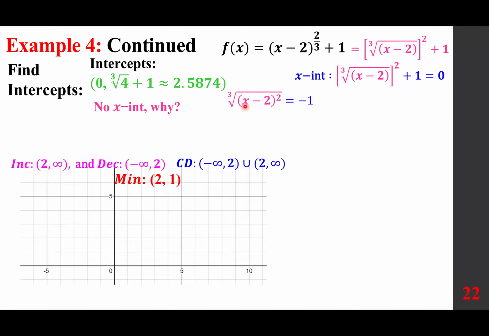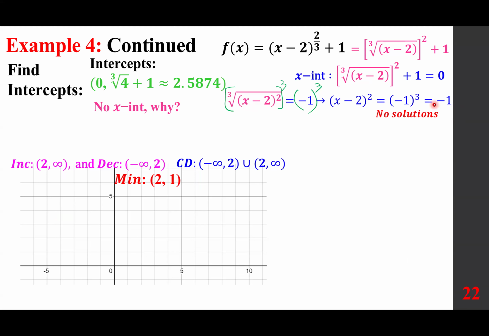Now we're going to raise both sides to the power of 3 to take this outside. If I raise the left side to the power of 3, it just comes out as x minus 2 squared. This one, minus 1 cubed, which is negative 1. X minus 2 squared, can it be a negative value? Doesn't matter what number. No. Can it be 0? Yes, but it can't be negative. Therefore, there is no solution.